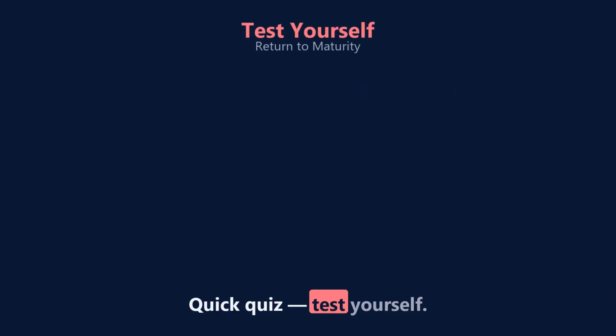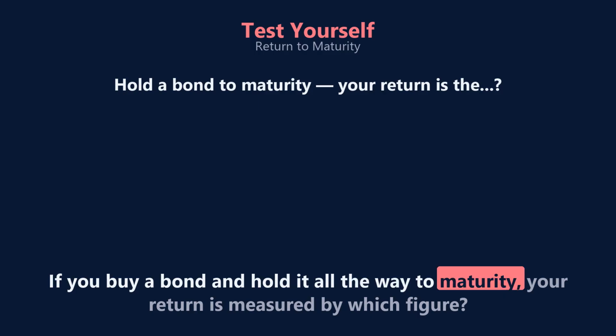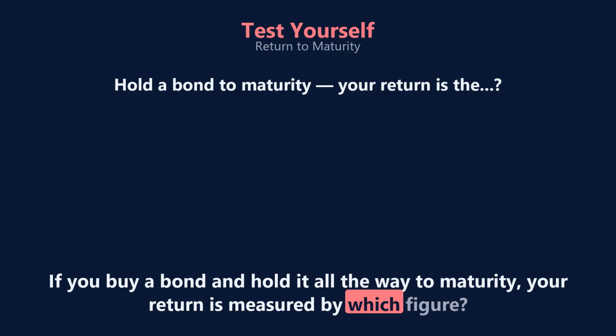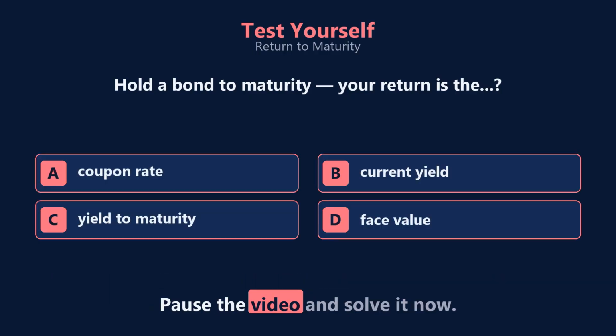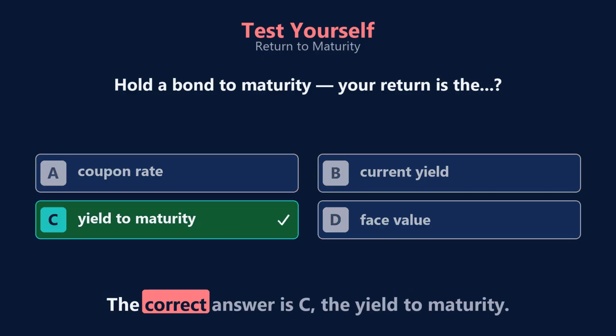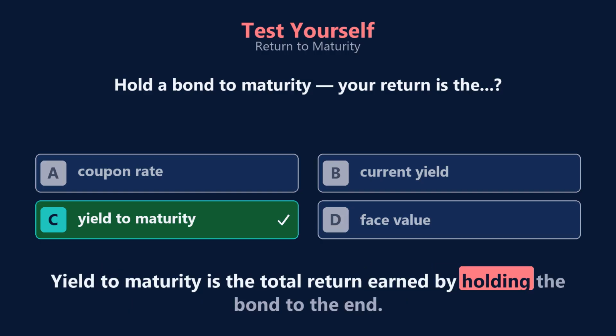Quick quiz, test yourself. If you buy a bond and hold it all the way to maturity, your return is measured by which figure? Here are your 4 options. Pause the video and solve it now. The correct answer is C, the yield to maturity. Yield to maturity is the total return earned by holding the bond to the end.